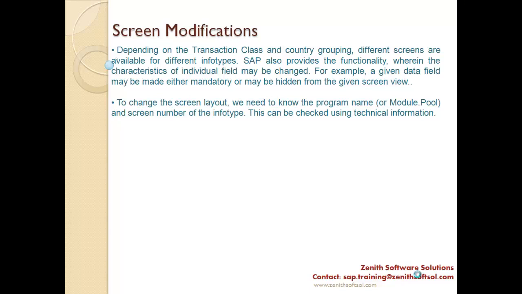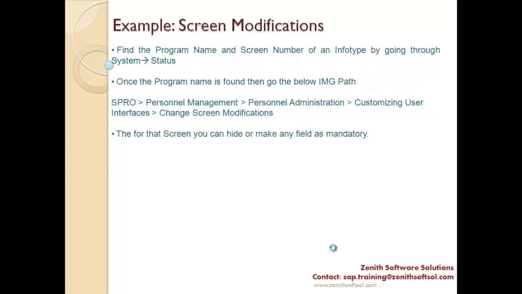But before even going to screen modifications, you need to know two things of a particular screen. You need to know the program name and the screen number. How will you get the program name and screen number? Whichever screen you are currently working on, go to system and then status, and then you will get the program name and screen number. Once you get the program name and screen number, note it down somewhere and then go to this IMG navigation where you can change the screen modifications. Let us see the practical.